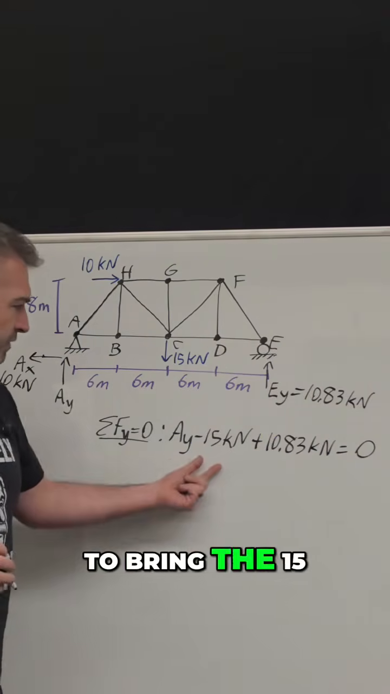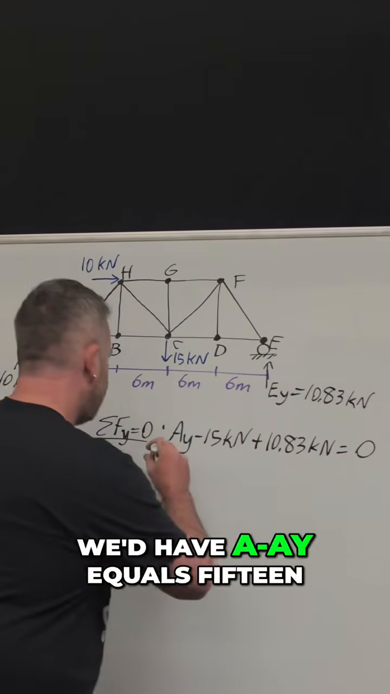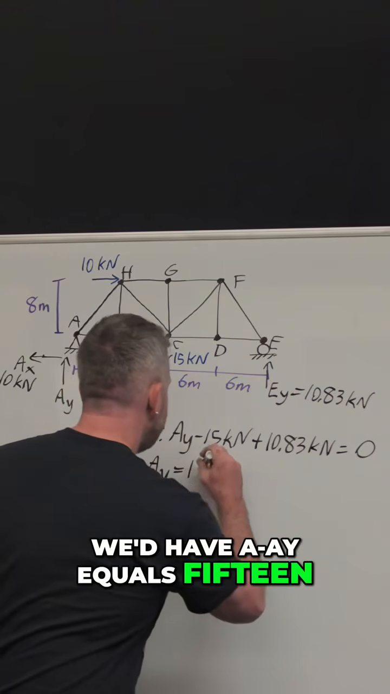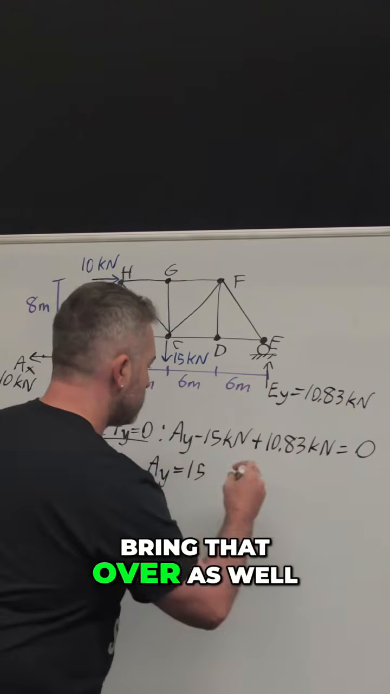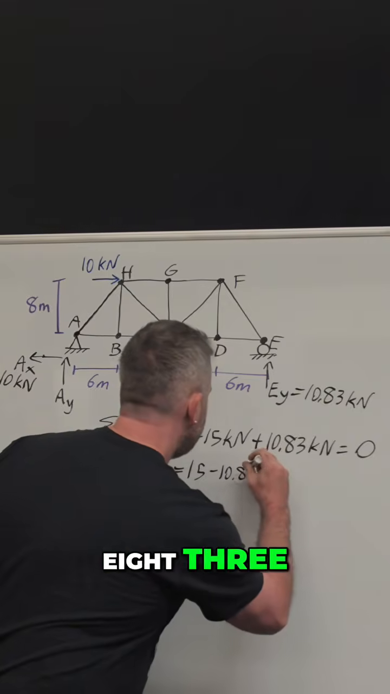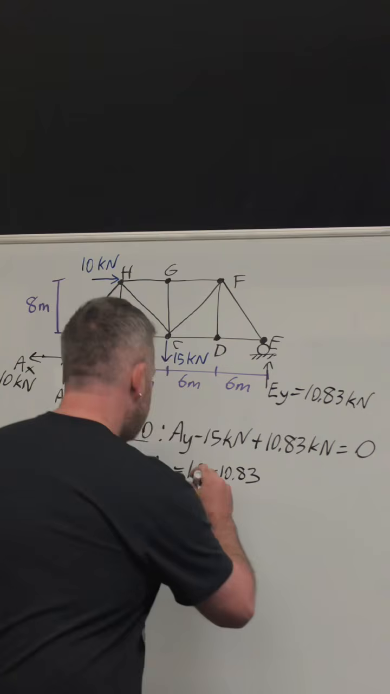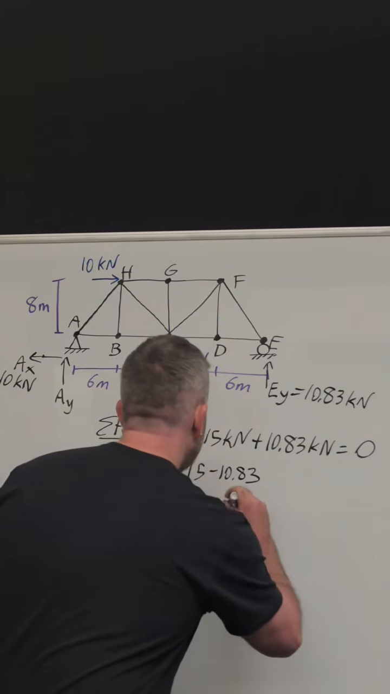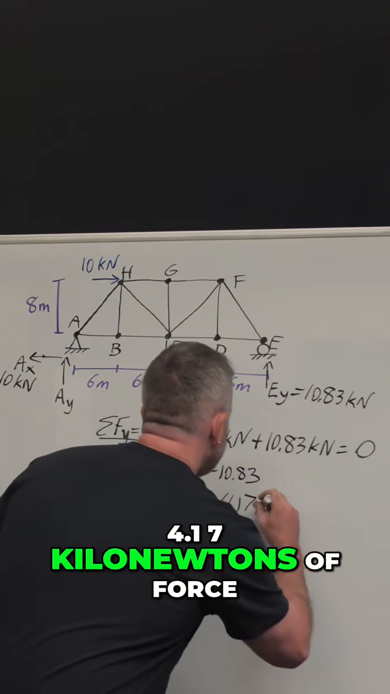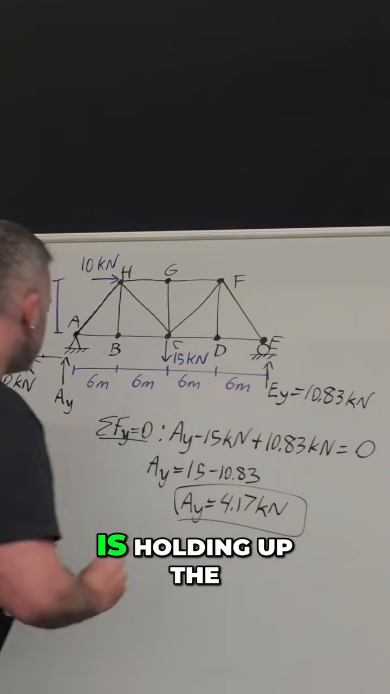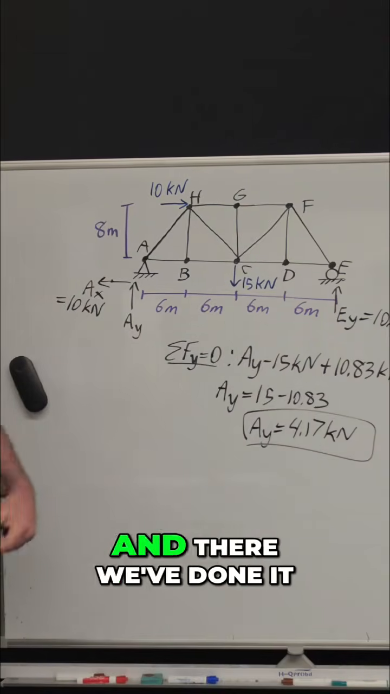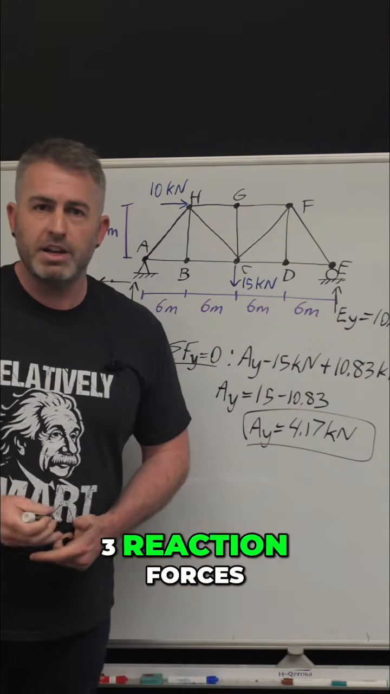So if I bring the 15 over to the right side, we'd have AY equals 15. And then I'm going to bring that over as well, so minus 10.83. And that's going to give us what? 4.17? 4.17 kilonewtons of force is holding up the bridge on the left side. And there we've done it. We've solved for all three reaction forces.